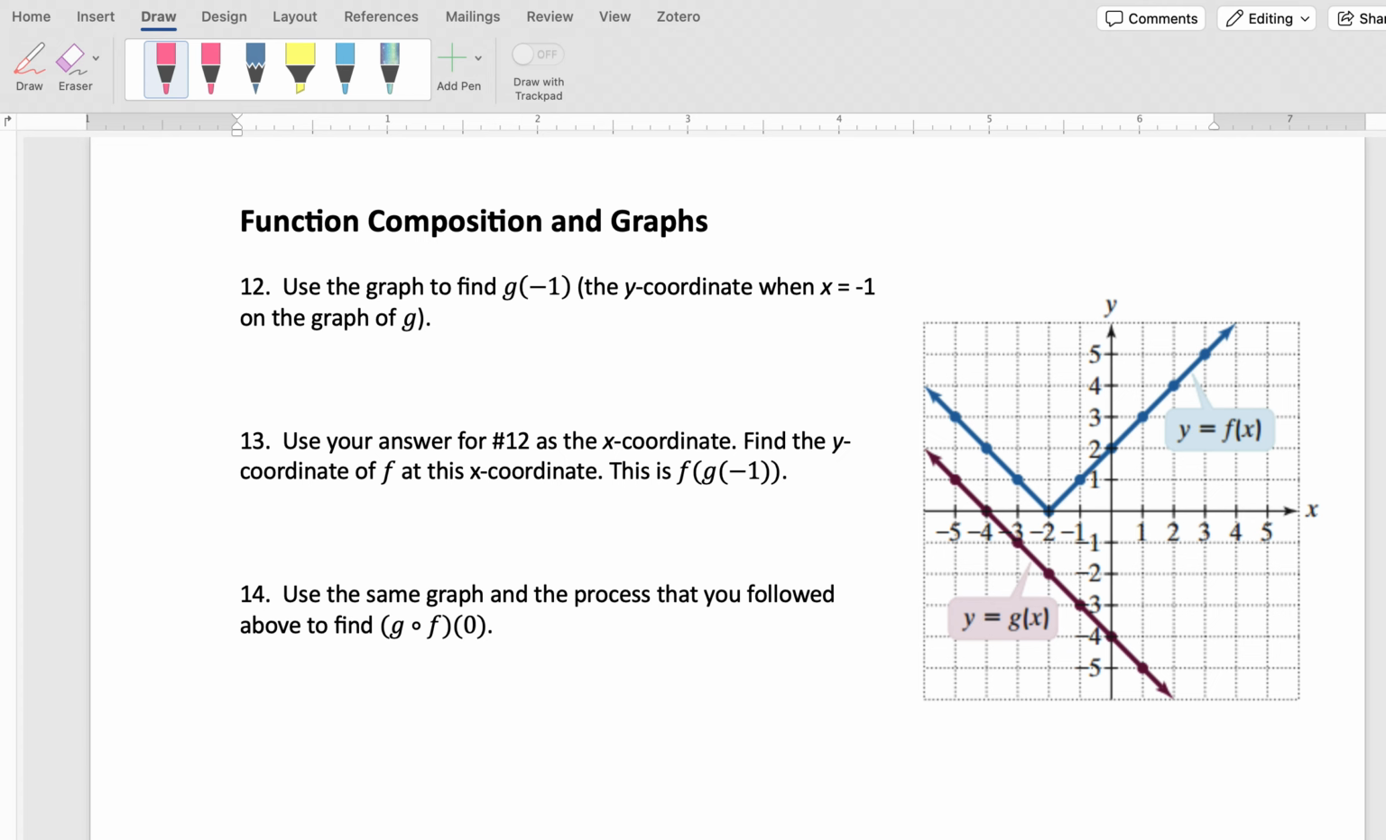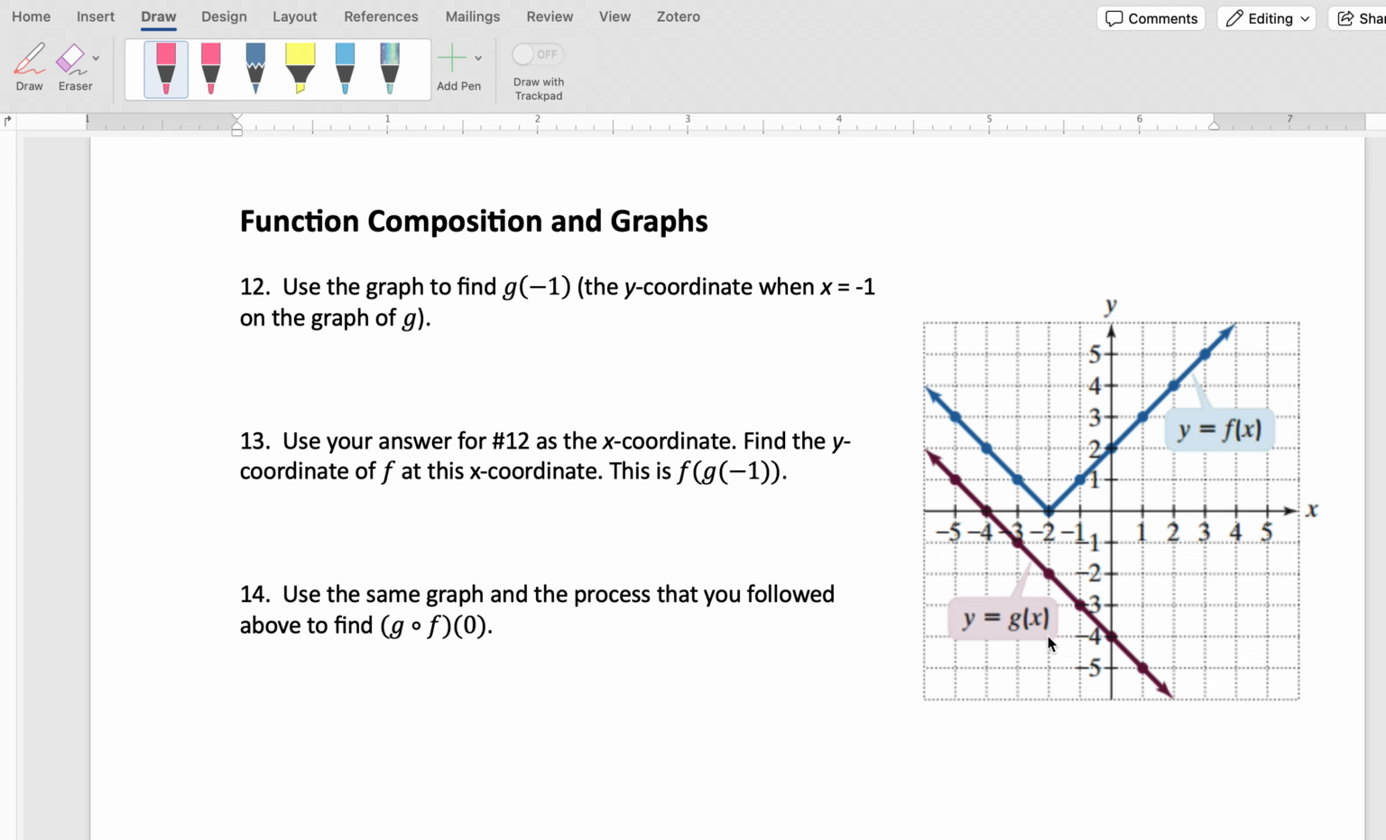In this video, we're going to talk about function composition and graphs. So we're going to do function composition problems where we have a graph instead of an equation. Question 12 says to use the graph to find g of -1, which is the y-coordinate when x equals -1 on the graph of g.